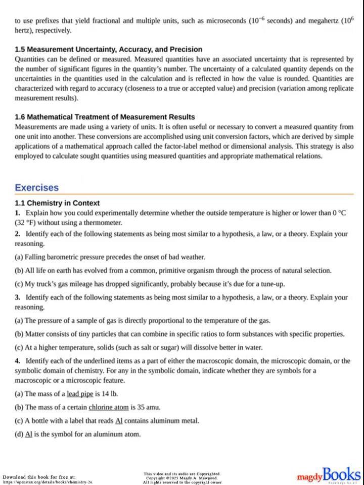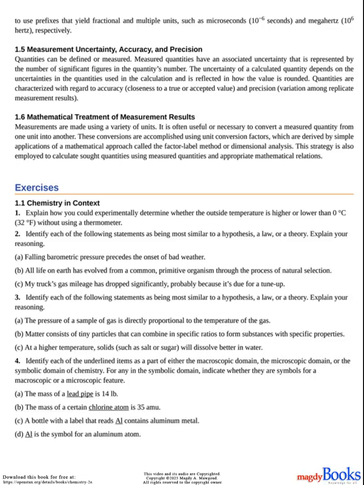Chapter 1, Exercises. 1.1. Chemistry in Context. 1. Explain how you could experimentally determine whether the outside temperature is higher or lower than 0 degrees Celsius, 32 degrees Fahrenheit, without using a thermometer.